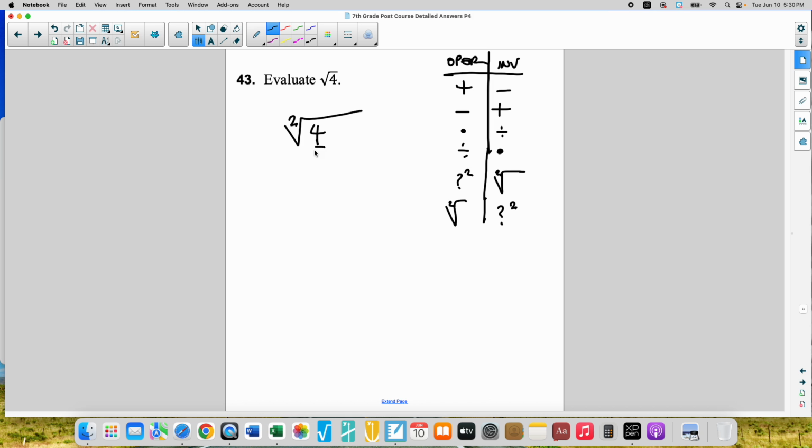So I need to write this as a square. That's the only thing that's going to get rid of a square root. Well, we know that we can write 4 as 2 times 2. And we know that 2 times 2 can be written as 2 squared. And so now we have a square and a square root will cancel each other, and you get 2. So the square root of 4 equals 2, and that's a memorizing one. I think we did that earlier.